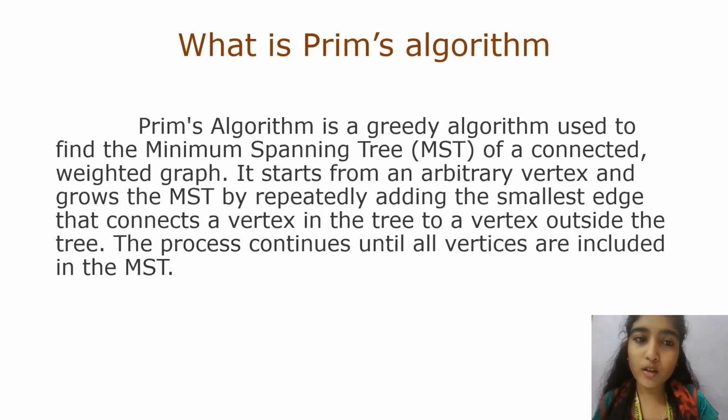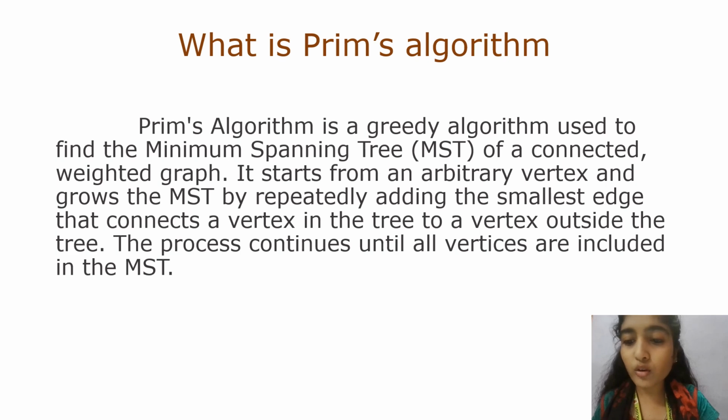So the first one is Prim's algorithm. What is Prim's algorithm? Here I have given the definition of Prim's. Prim's algorithm is a greedy algorithm used to find the minimum spanning tree, MST, of a connected weighted graph. It starts from an arbitrary vertex and grows the MST by repeatedly adding the smallest edge that connects a vertex in the tree to a vertex outside the tree. The process continues until all the vertices are included in the MST.